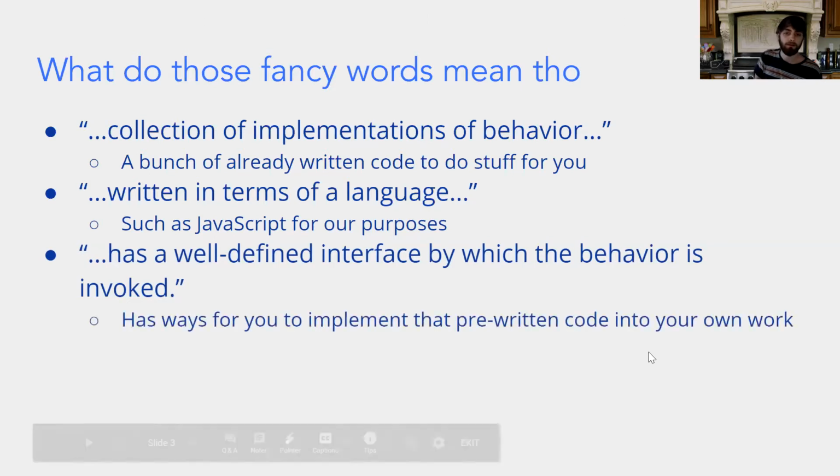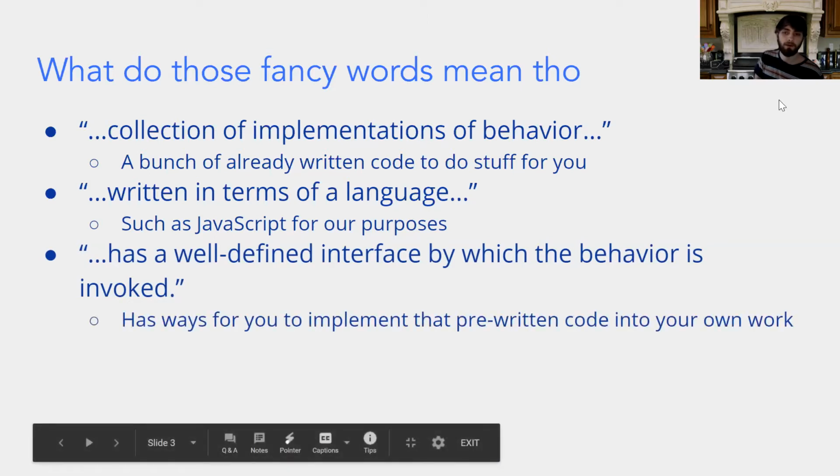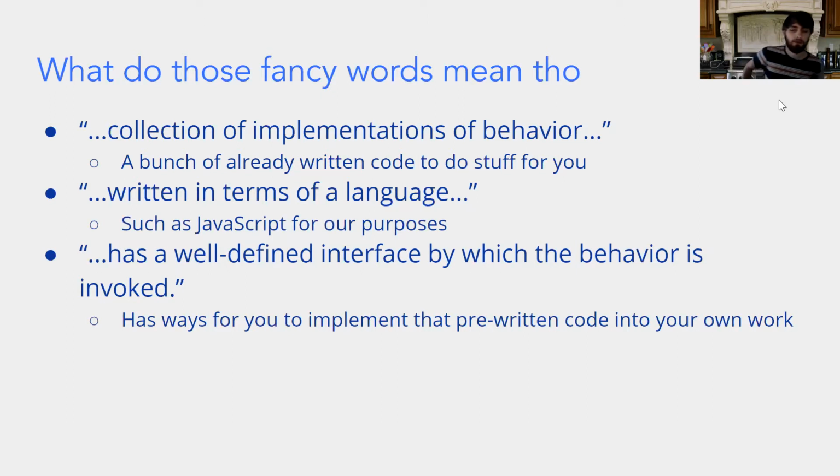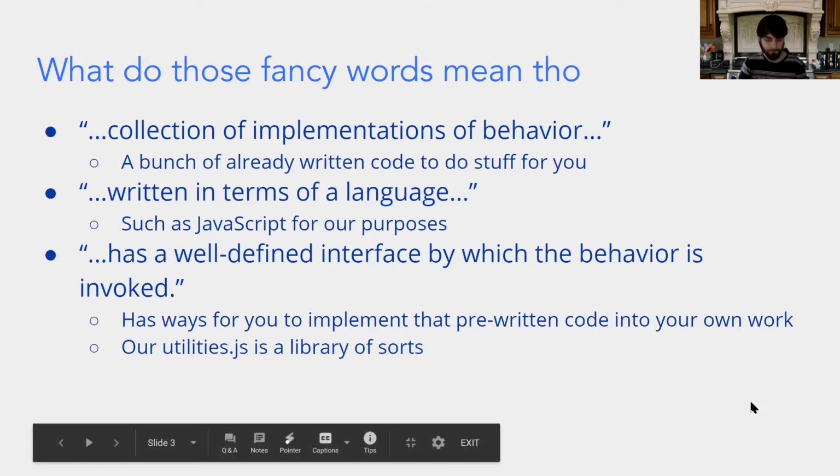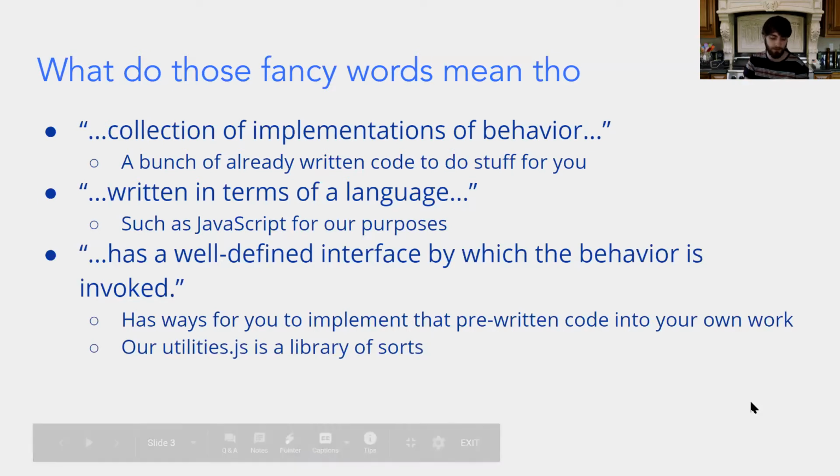So there's a predetermined way by which you call that pre-written code. There's a function name you can invoke. There's a class interface, be it whatever. There's some specific well-defined way that you invoke that behavior. And so one tiny library is utilities.js that we throw in with Catbook for you to do our get and post requests.